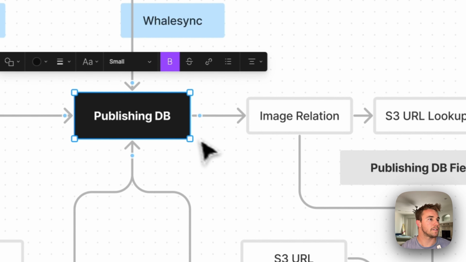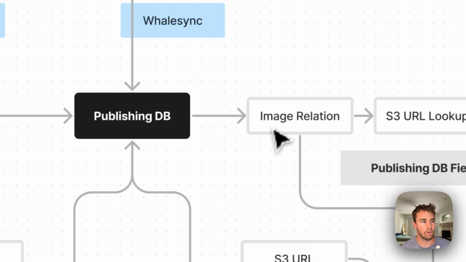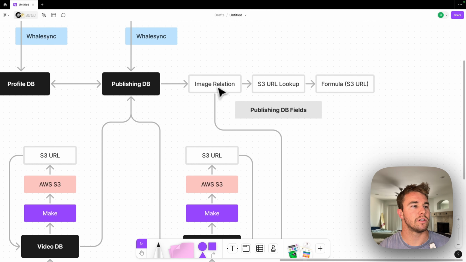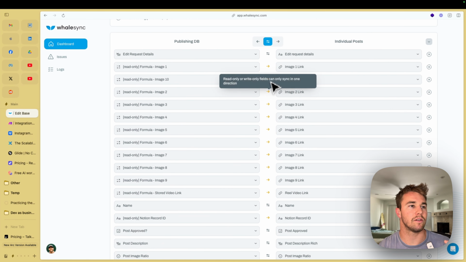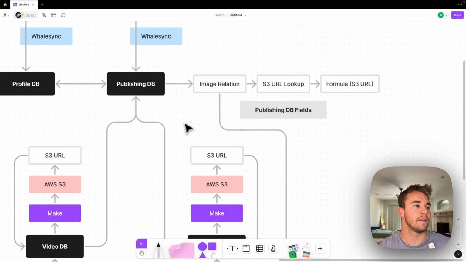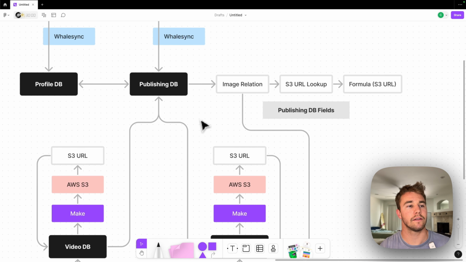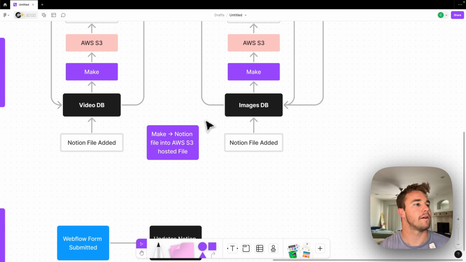So basically, in the publishing database, we choose 1, 2, 3, 4 images, and that image relationship, right? The publishing database is related to the image database, so it knows which image is in the publishing database. It looks up the S3 bucket URL of that image database item and then turns it into a formula which just outputs text, which can at the very least be sent through Whalesync to an image link inside of Webflow. And so that's really confusing. It took a while to figure that out, but we figured it out and it works.